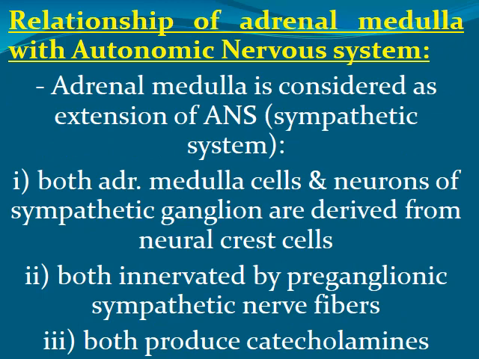Relationship of adrenal medulla with the autonomic nervous system. Adrenal medulla is considered an extension of the autonomic nervous system. Both adrenal medulla cells and neurons of sympathetic ganglion are derived from neural crest cells. Both are innervated by preganglionic sympathetic nerve fibers, and both produce catecholamines.